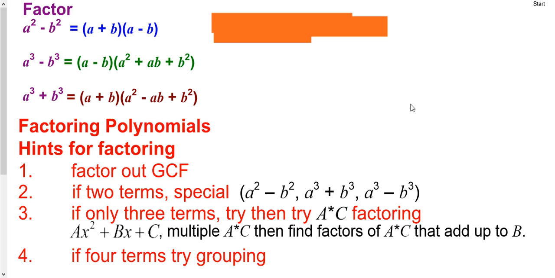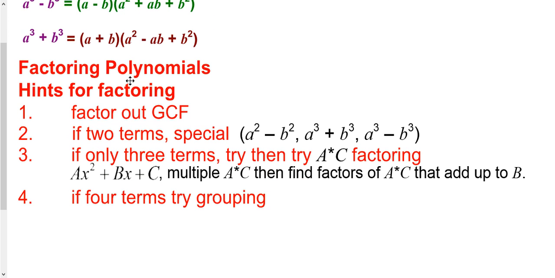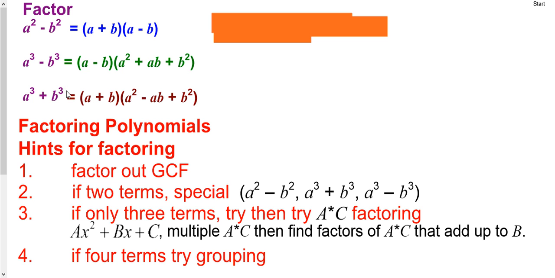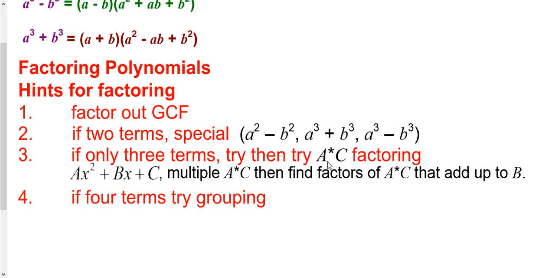When we are factoring, you want to start out always by looking for your greatest common factor. If there's only two terms, then you want to check to see if it's a special. And those specials are the three that we just talked about up here: differences of squares, sum of cubes, and differences of cubes.